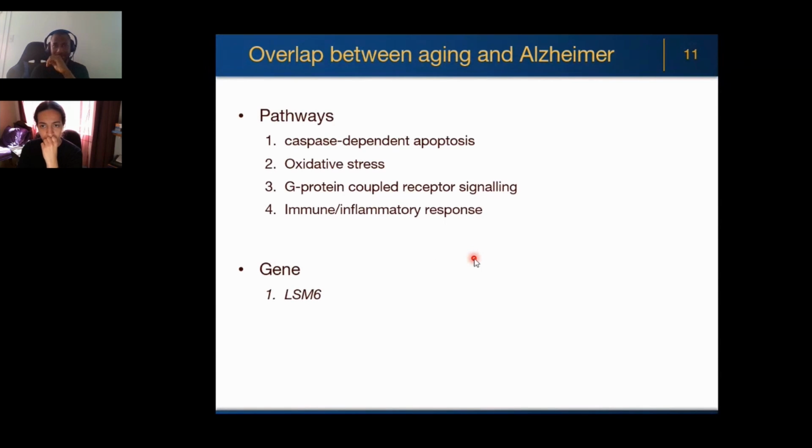We didn't find any overlapping gene between the two, except this LSM6, which is a gene that is involved in regulating gene expression and mRNA splicing. A previous proteomic study has linked this particular gene to LV aging in muscle cells, and there are also studies that associated dysregulation in mRNA splicing to Alzheimer's disease, but we haven't seen a study specifically identifying this gene and linking it to Alzheimer's.